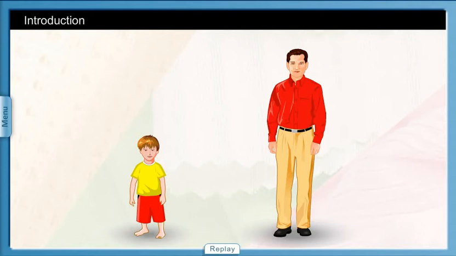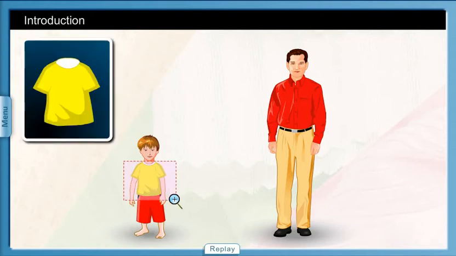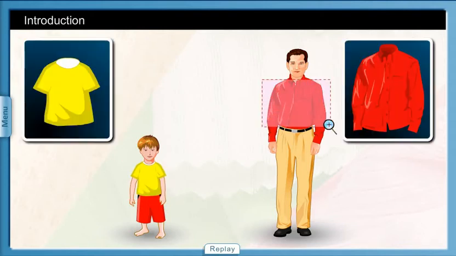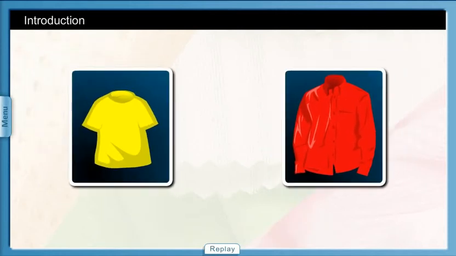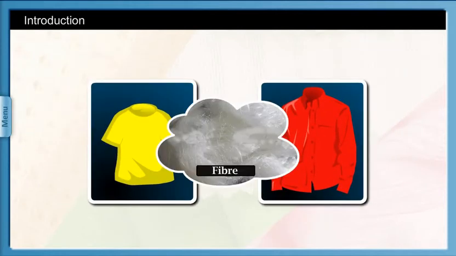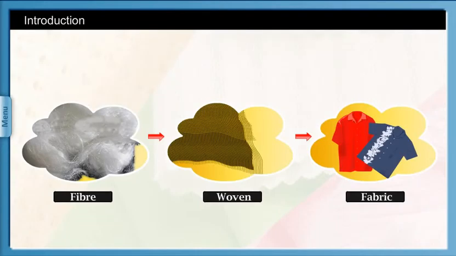Introduction. All of you know that dresses we wear are made up of fabrics. These fabrics are made of fibers that are gathered from the source, spun into threads, and then they are woven or knit into fabrics.